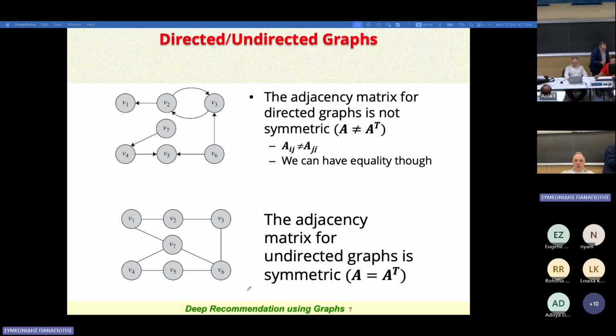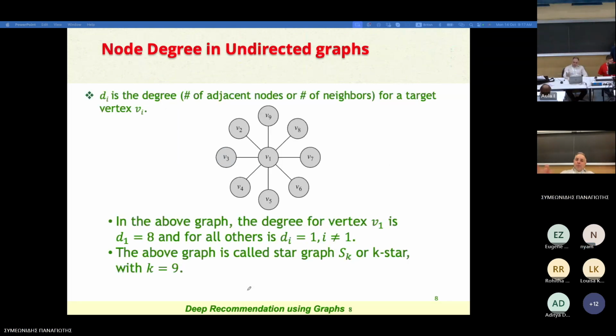Okay, also we have already talked about directed and undirected graphs. The adjacency matrix is not symmetric in directed graphs. An important thing to know is the node's degree. How many are the adjacent nodes of the target node? Okay, here we see that the target node V1 has, let's say, 9 adjacent nodes. So the node degree is 9.